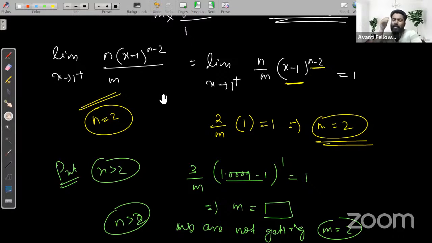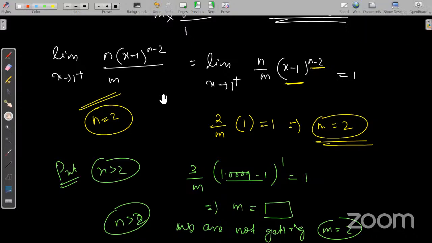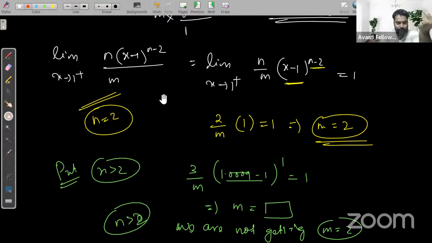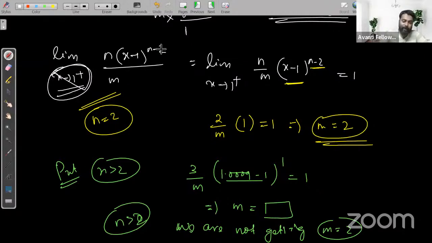Yes. You can take 0 to the power 0 form, but in the question it is asking to find the value of n and m, right? So how are you getting 0 to the power 0 form? When you are putting the limit extending to 1 plus, that means 0 to the power something you are getting. We don't know what n is.